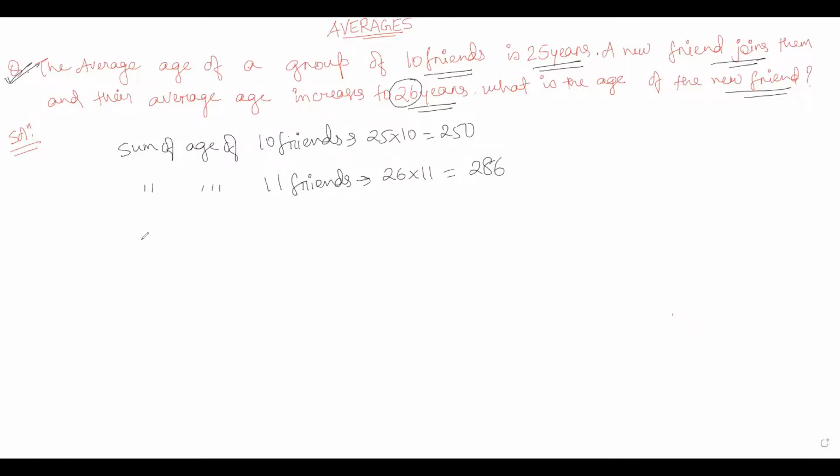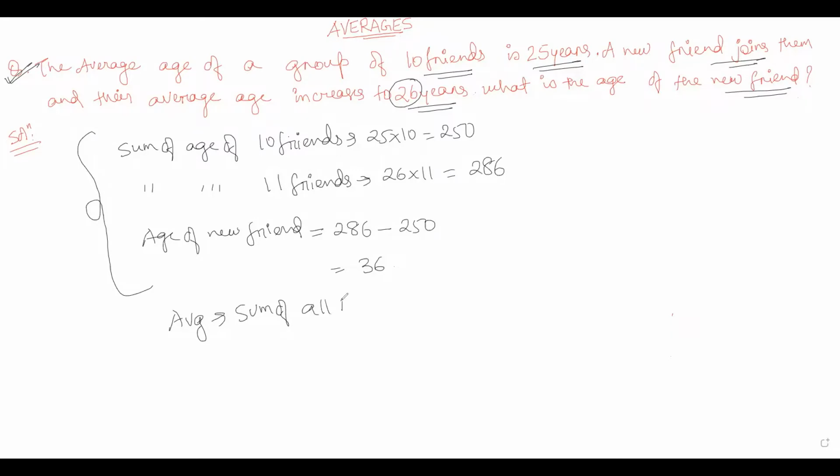So we can say that the age of the new friend would be simply the difference of these two numbers, which would be 286 minus 250. So that would be 36. So in this way, we can simply find the age of the new friend by using the formula of average, which is the sum of all numbers upon the total number of numbers.